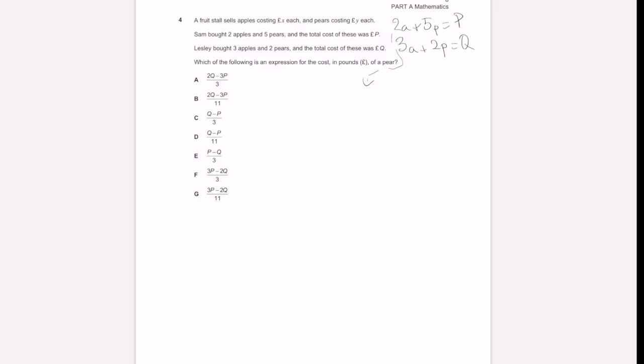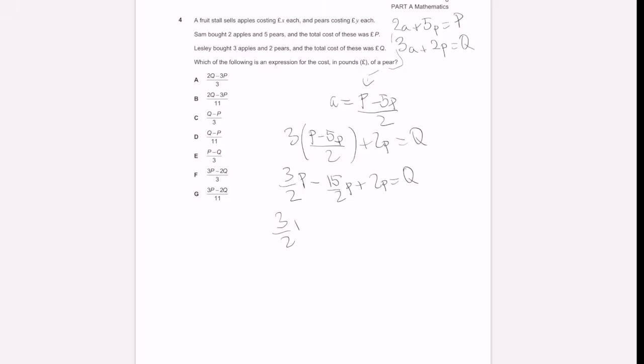What I'm going to do is I'm just going to say that the variable a here is going to be equal to (p minus 5p) divided by 2. Then I can plug this into the second equation, and I'm going to get 3 times a, which is (p minus 5p) divided by 2, plus 2p is equal to q. Okay, now it's just a question of doing a bit of rearrangement. So 3 over 2 p, take away 15 over 2 p, plus 2p is equal to q.